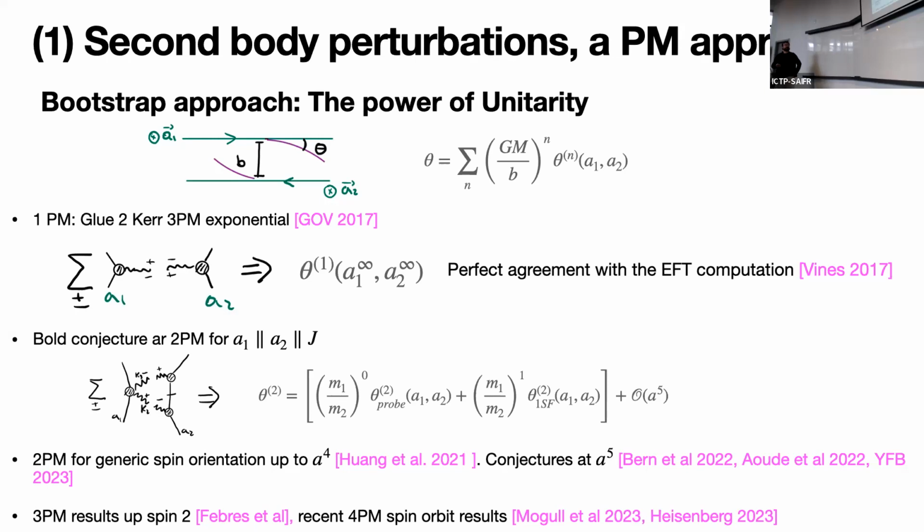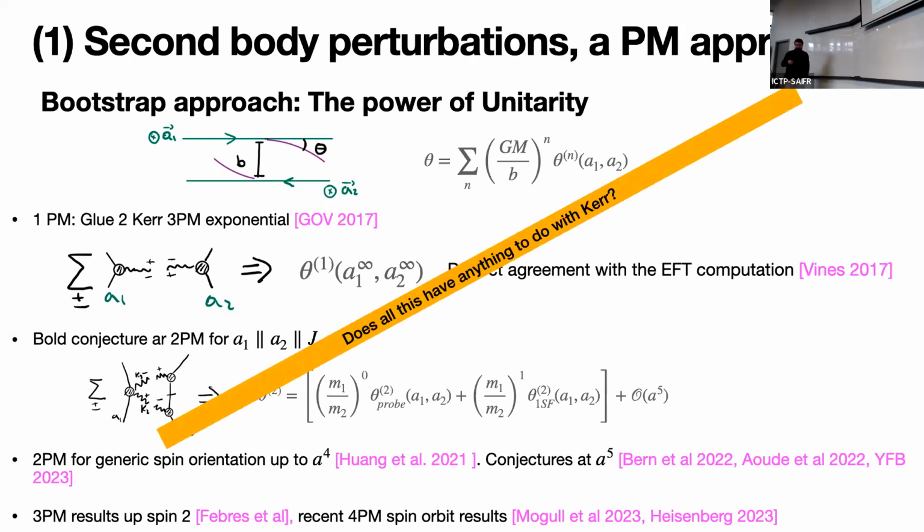There are also some other results for generic spin orientation by Vines and collaborators, again using the Compton amplitude, but allowing the spin to be oriented in a generic direction. There are even some conjectures beyond spin to the fourth by Bern and collaborators and others in this paper. We heard of a result at 3PM, quadratic order in spin, last week, and there are a couple of papers that appeared last week at 3PM, including spin-orbit corrections to the scattering angle.